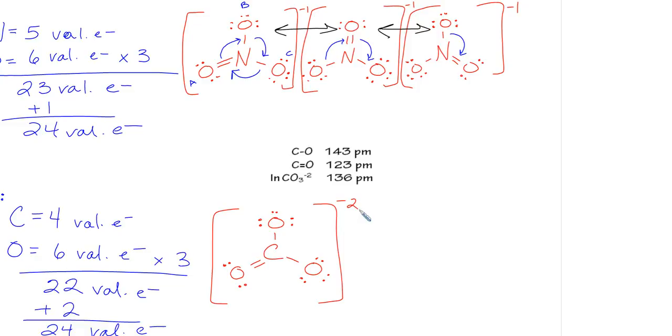A carbon-oxygen double bond and a carbon-oxygen single bond. Here are their bond lengths, and it's what I would expect. A double bond is a stronger bond, so it should have a shorter bond length, which it does. But that's not the case in carbonate. In carbonate, all 3 bonds are exactly the same. They all have a bond length of about 136 picometers.